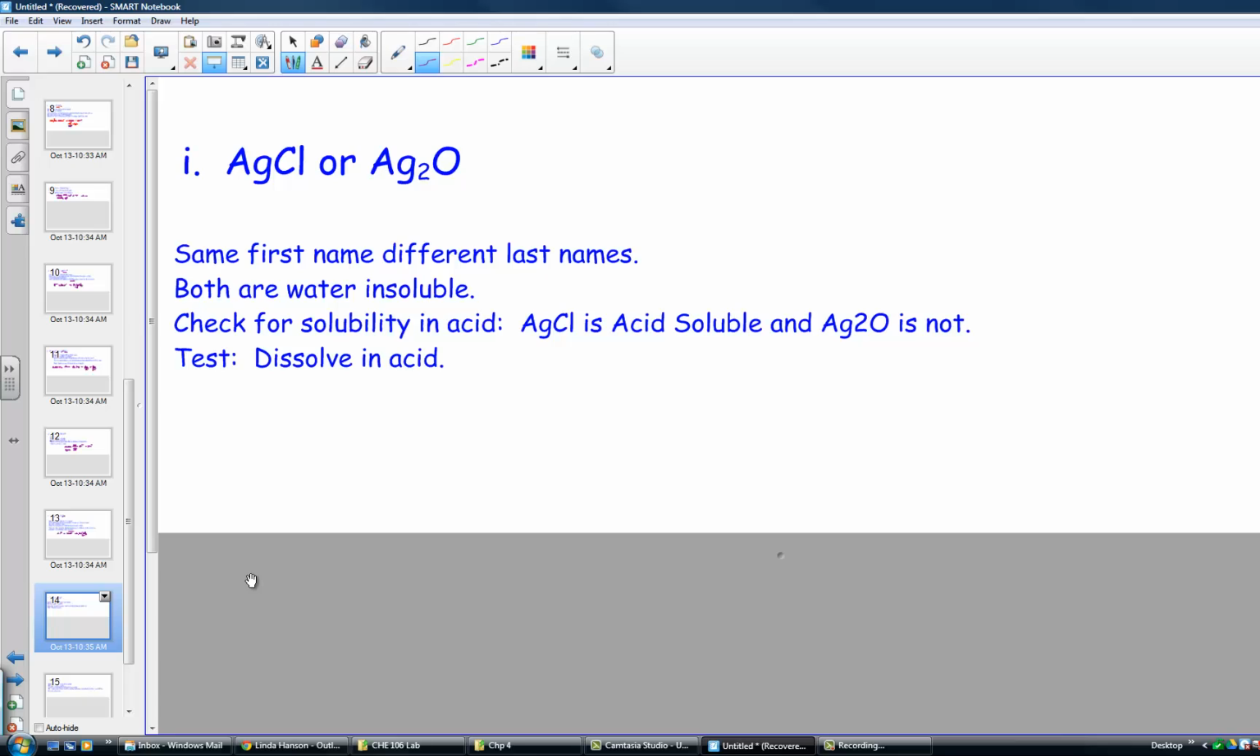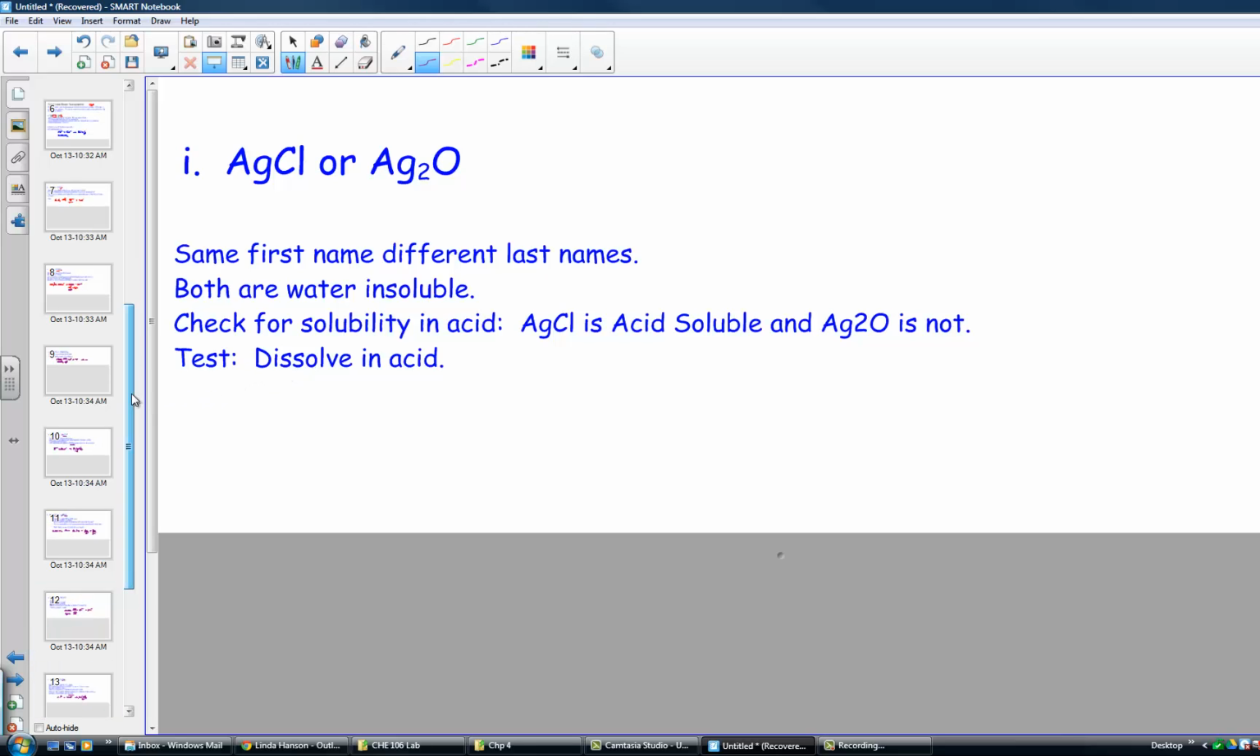Letter F. Is it silver chloride or silver oxide? Same first names but different last names. So silver chloride or silver oxide. Both are insoluble in water, so I can't get them to dissolve. But I go to the acid solubility table and I find a distinguishing characteristic. So the test here by default is by testing for acid.